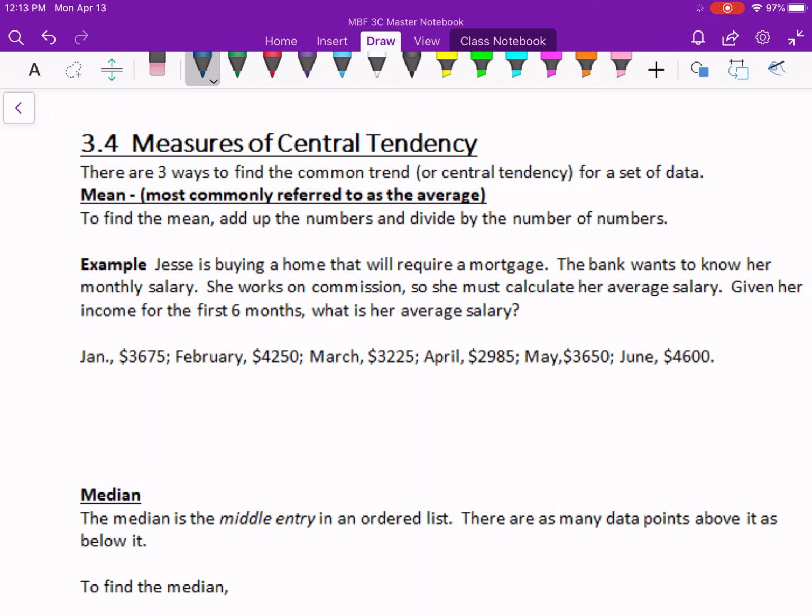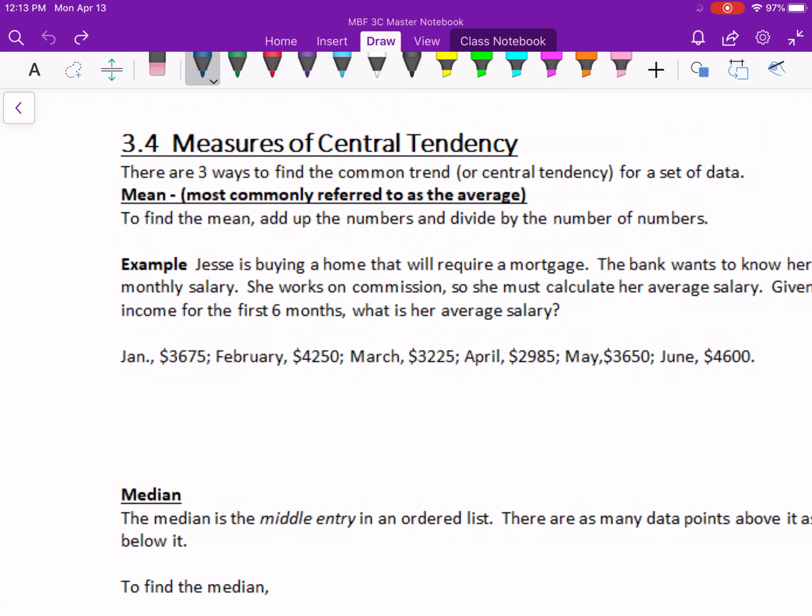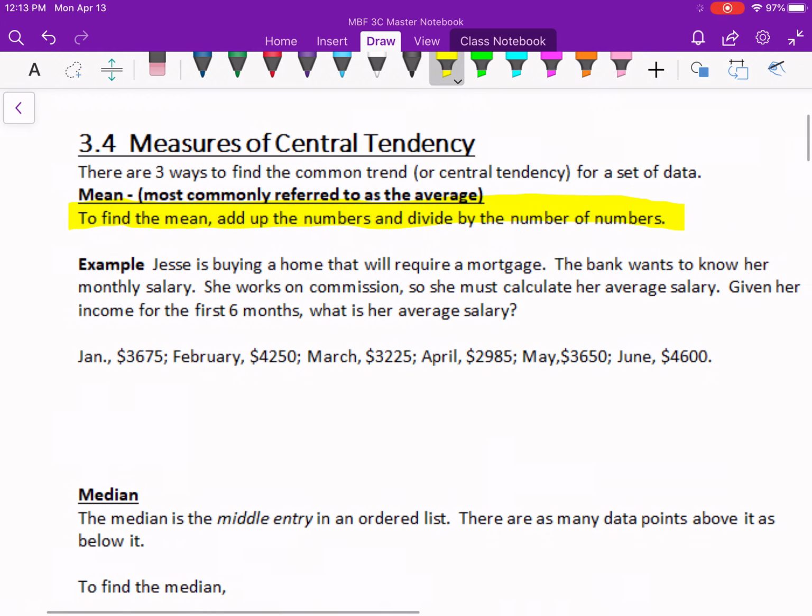Here's an example. Well, actually, before I do the example, let me just highlight what we're going to do. To find the mean, we're going to add up the numbers and divide by the number of numbers. Now an example. Jessie is buying a home that will require a mortgage. The bank wants to know her monthly salary. She works on commission, so she must calculate her average salary.